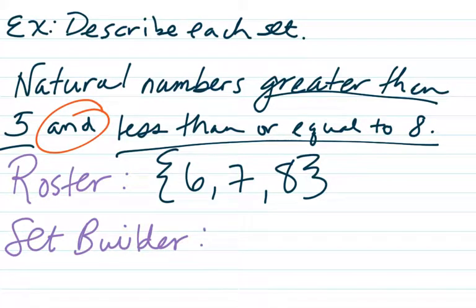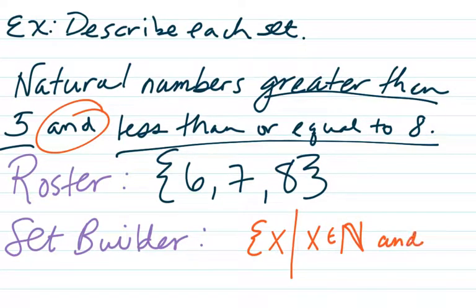In set builder notation, we would say that this is the set of x's such that x is in the natural numbers and 5 is less than x, because x needs to be greater than 5, and x is less than or equal to 8. Look at that shorthand. That's so much shorter than writing out all the words that say that same statement.